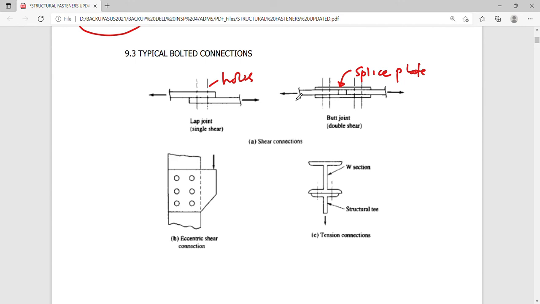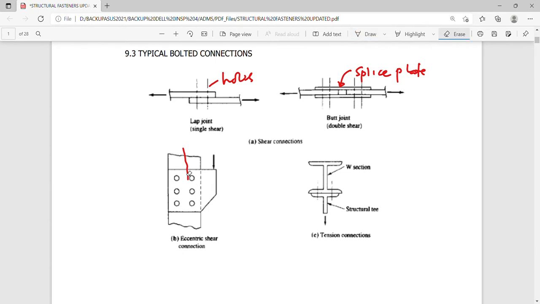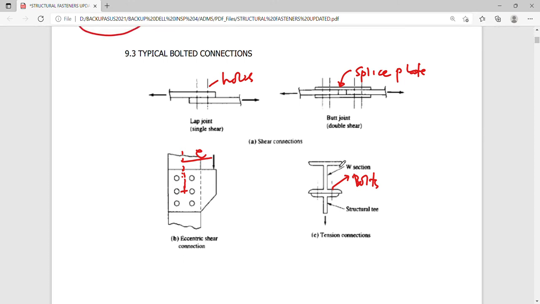For the eccentric shear connection, the applied load producing the shear is actually away from the centroid, the center of gravity of the bolt group, such that the individual bolts experience different values of shear force. The tension connections are carried directly by the bolts, in which their axes are parallel to the direction of the tensile forces. So this is a direct tension connection.